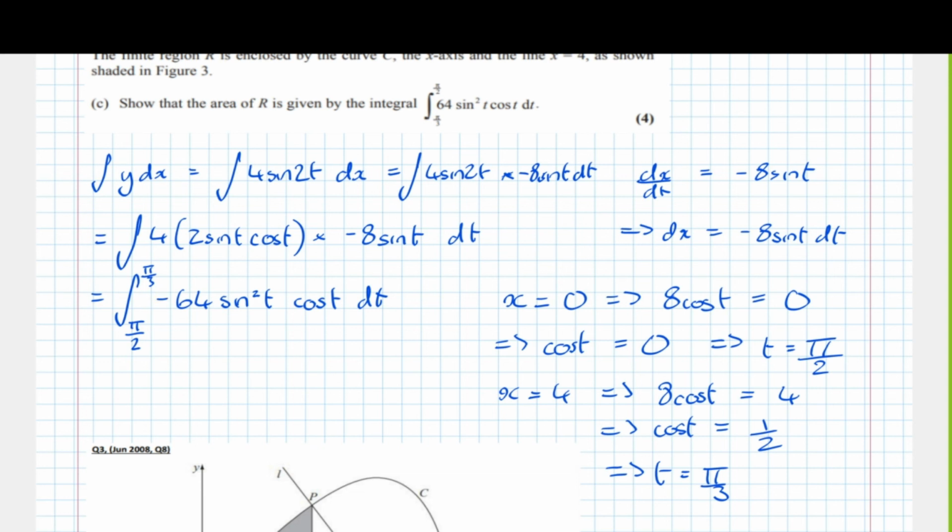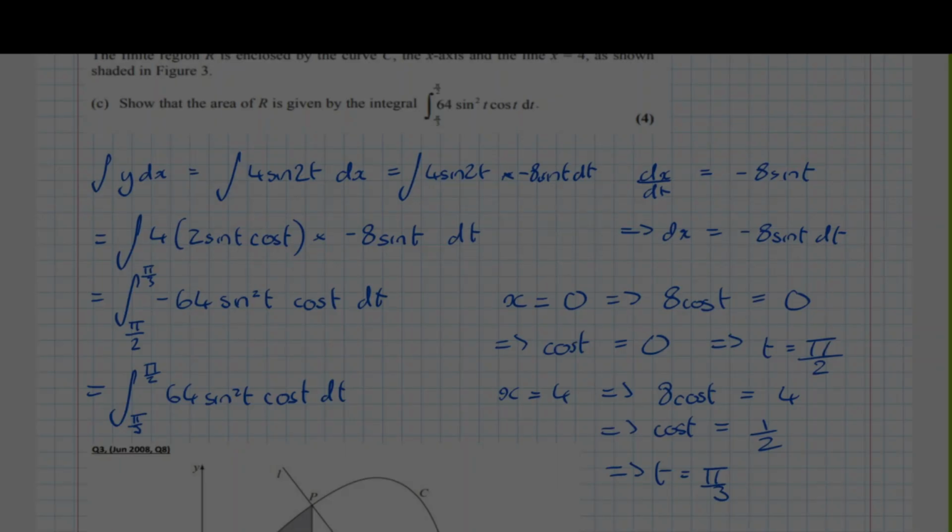So that's a neat little trick that probably rarely comes up on exams. Might come up, might not, but it's something to have in your repertoire. Pi over 2, pi over 3 on the bottom, 64 sine squared t cos t dt, like that. And we've showed it. And I'm sure you can guess what the final part's going to be. It's just going to ask us to do the question.